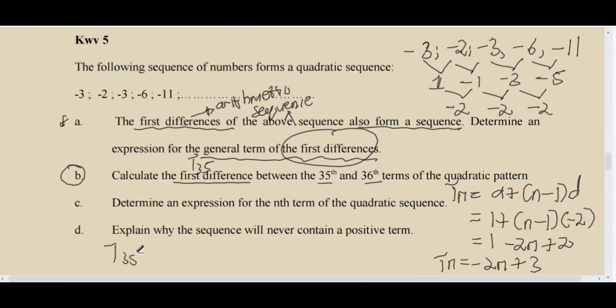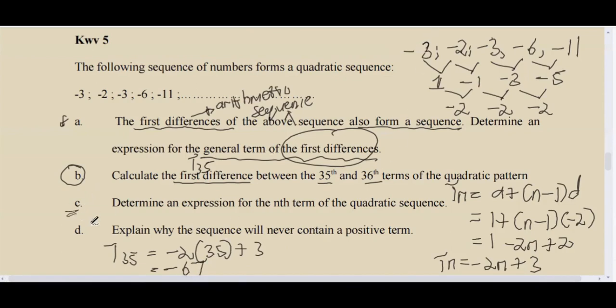So you say T35 is equal to -2, and you just use this and substitute 35, right? We are not substituting 36 because a term that is in between the 35th and the 36th term of the quadratic pattern is the 35th term of the arithmetic pattern, right? So we just go ahead and say -2 bracket 35 and then plus 3, right? So this is -67, right? And that's how you would have solved that question.